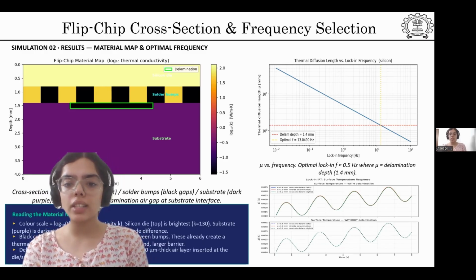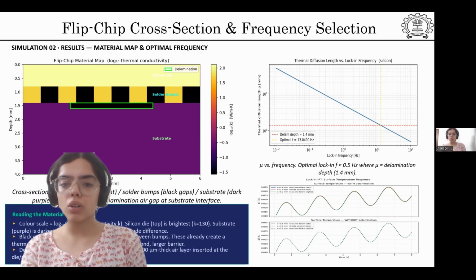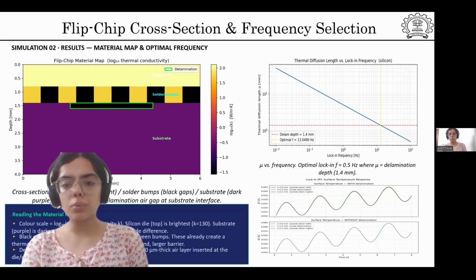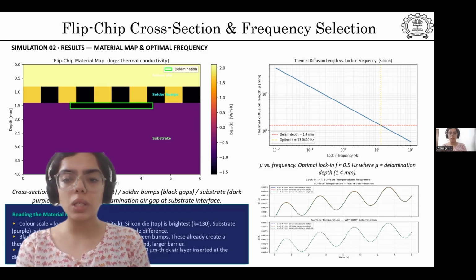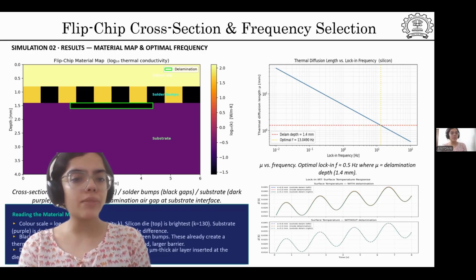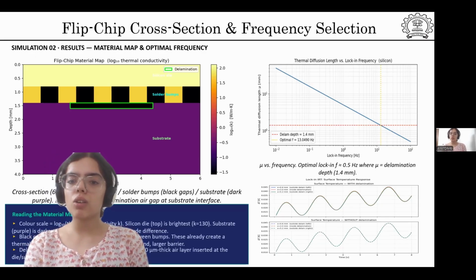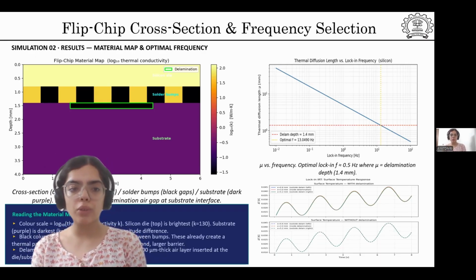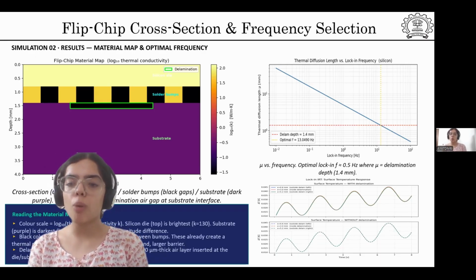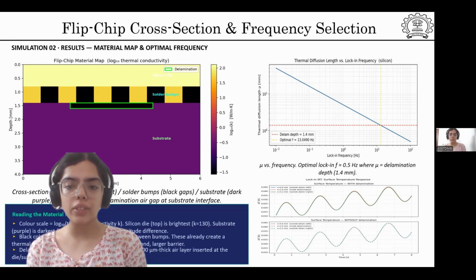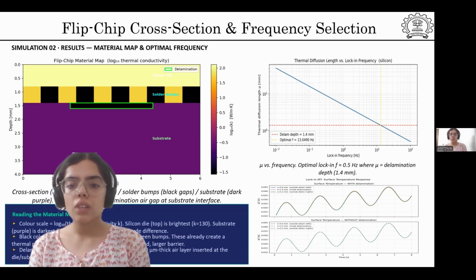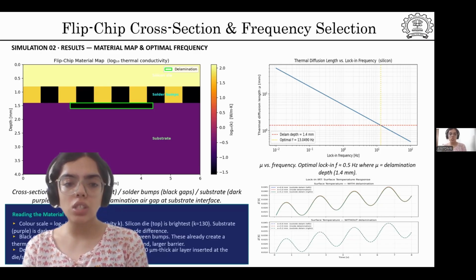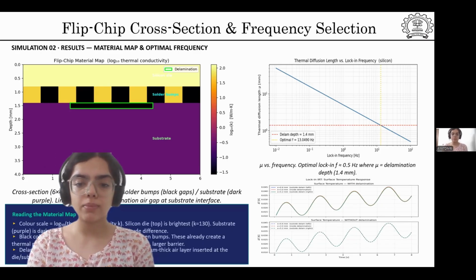On the top right is the critical frequency selection plot. The thermal diffusion length, how deep a lock-in thermal wave can probe, equals the square root of thermal diffusivity divided by pi times frequency. We need this length to equal our delamination depth of 1.4 millimeters. That gives an optimal lock-in frequency of about 0.5 Hz, shown by the gold dotted line. The surface temperature plots at bottom right confirm the signal is already visibly different with and without the delamination, even before demodulation.